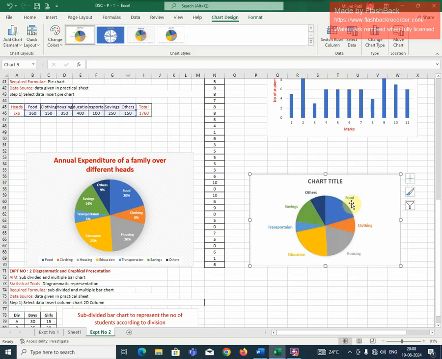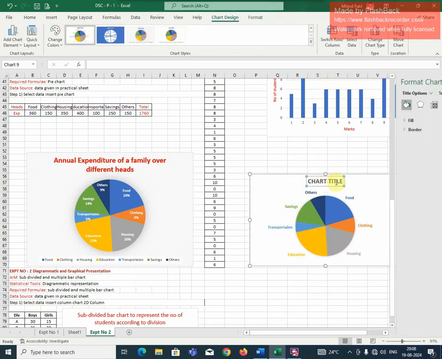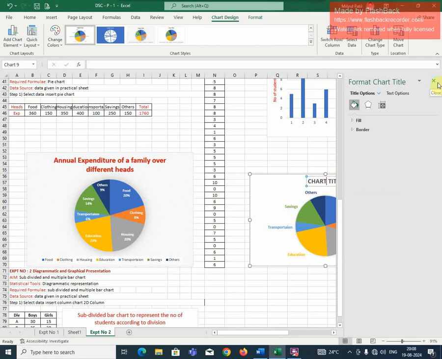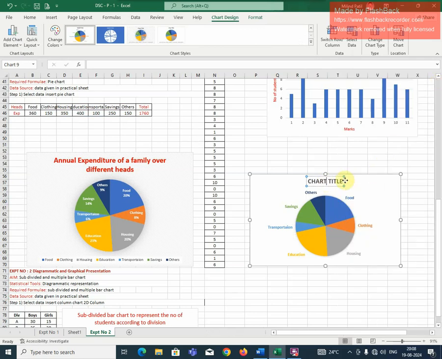So this is the food. This shows food, clothing, housing, education, transportation, savings, and others. Now give a chart title. So what is my chart title? I am just giving it.